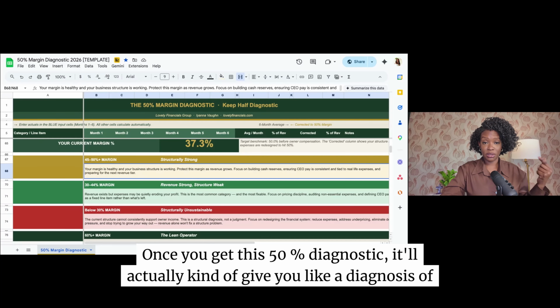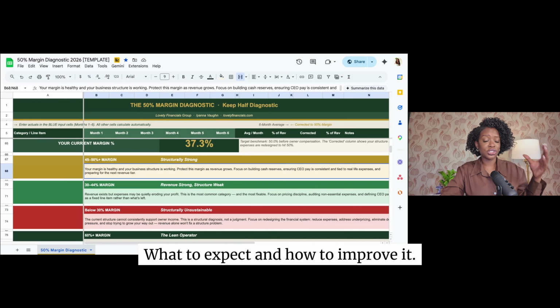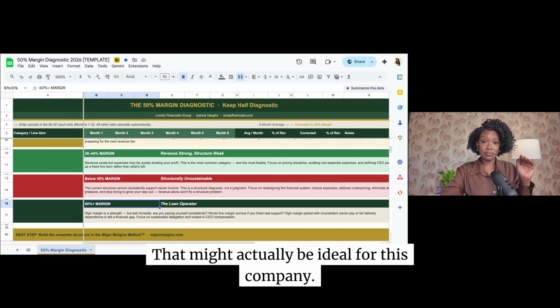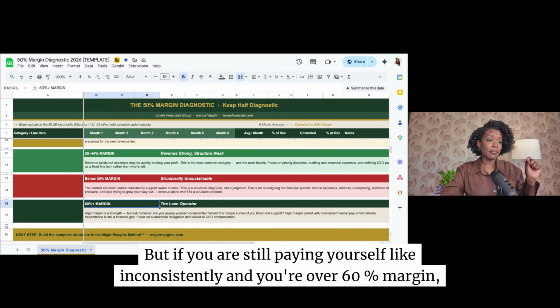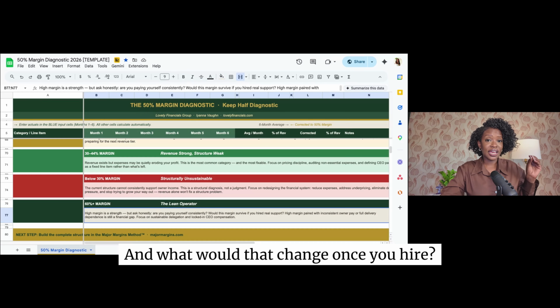Once you get this 50% diagnostic, it'll actually give you a full diagnosis of what this means for you, what to expect and how to improve it. And then if it's 60% or more, there might be a couple of things that might be amazing. That might actually be ideal for this company. But if you are still paying yourself inconsistently and you're over 60% margin, that means although you have high margin strength, are you paying yourself consistently? And what would that change once you hire, you know?